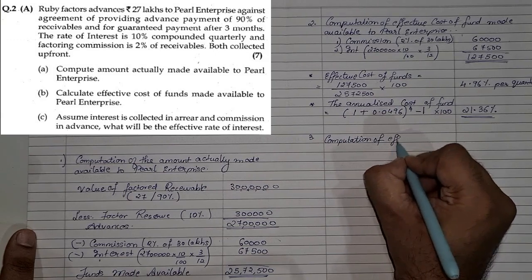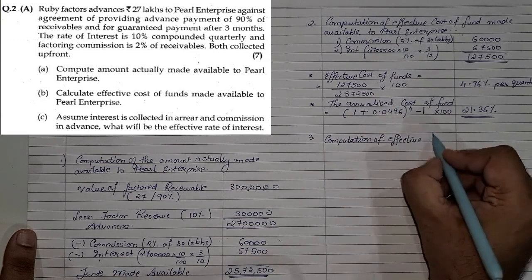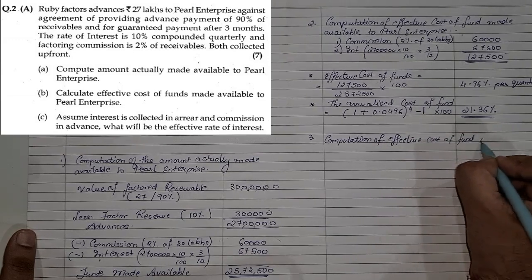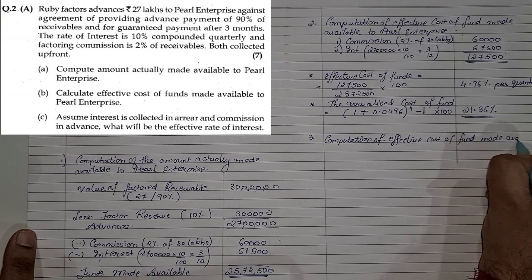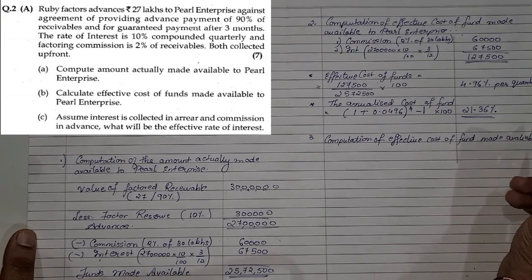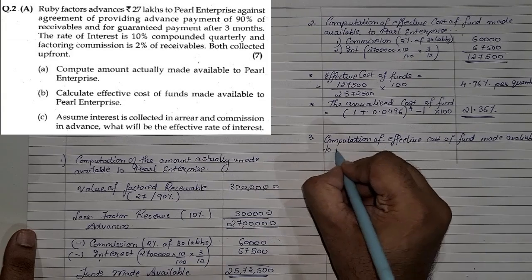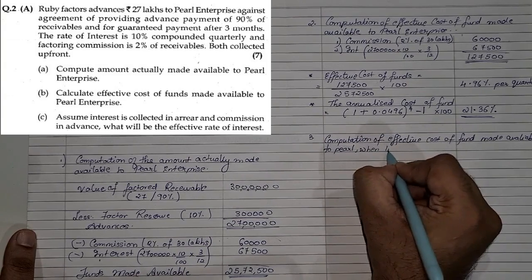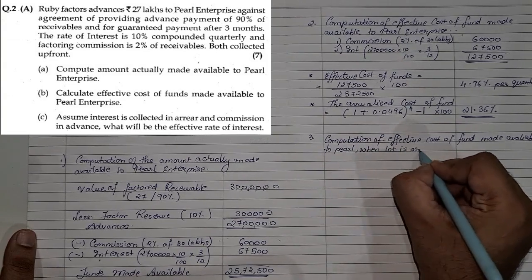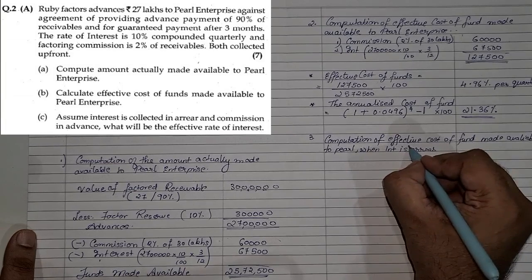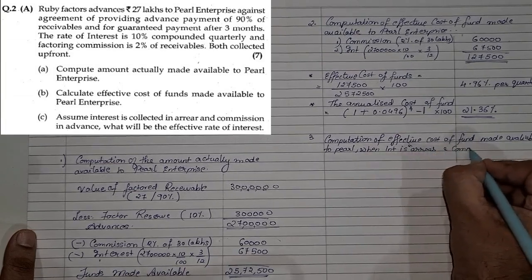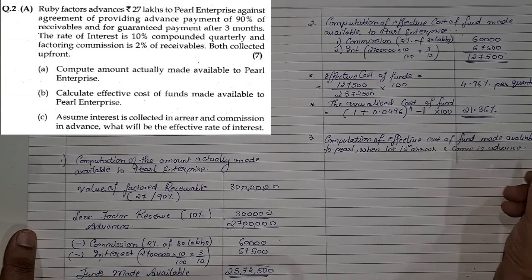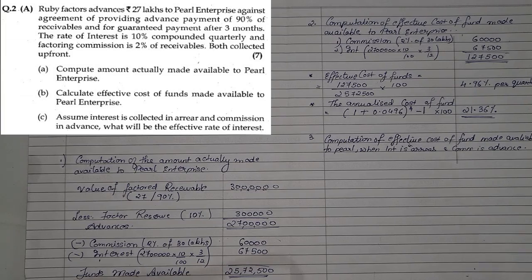computation of effective cost of fund made available to Pearl Enterprise when interest is in arrears and commission is paid in advance. Okay, now again how to solve this? Again very simple.